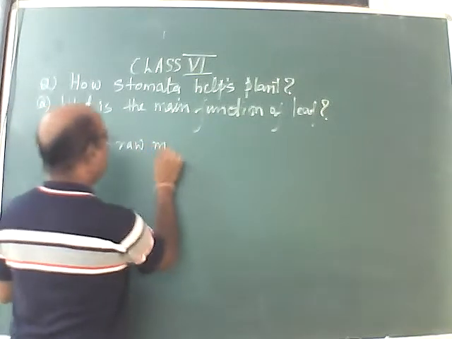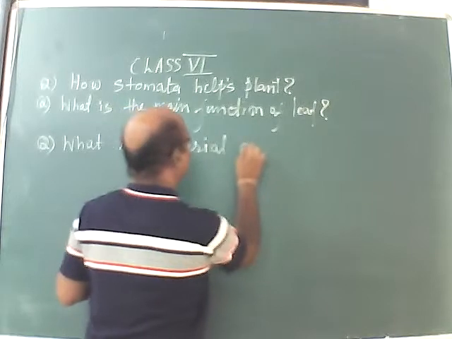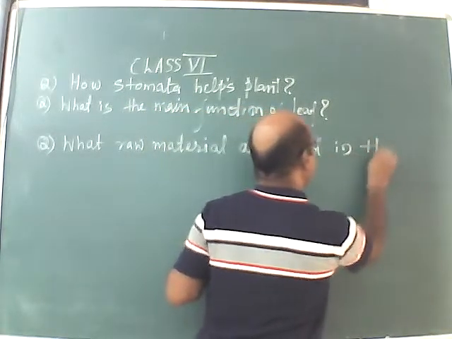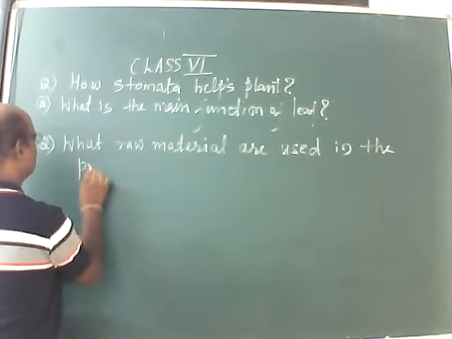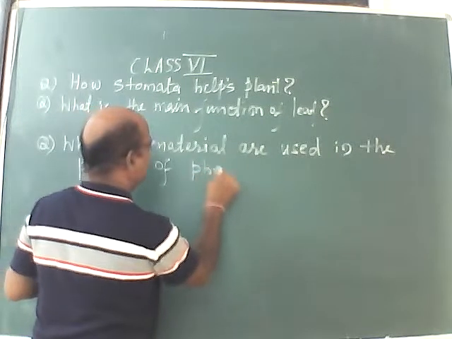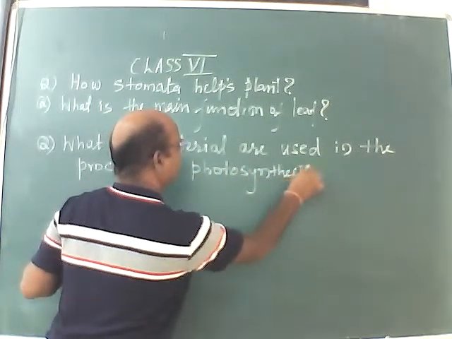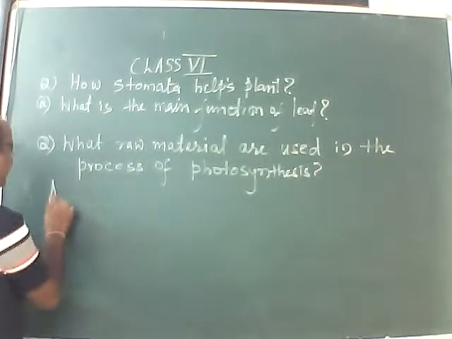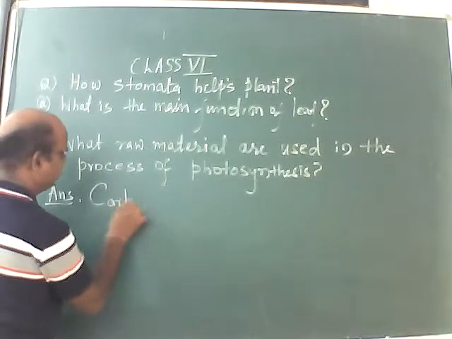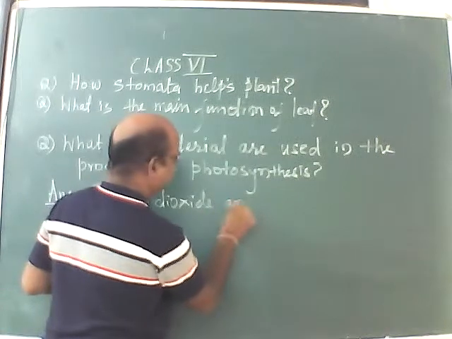What raw materials are used in the process of photosynthesis? Carbon dioxide and water.